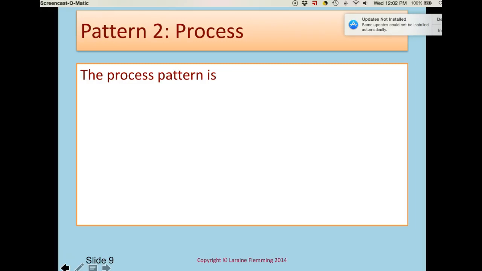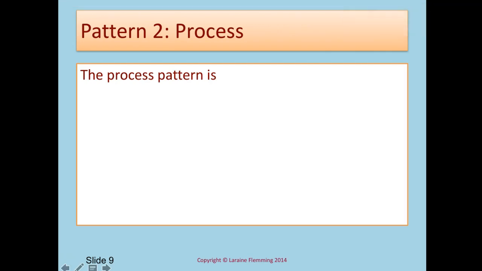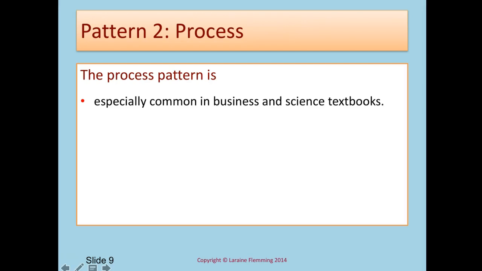The second pattern of 7 is what's called a process pattern. The process pattern is especially common in business and science textbooks. Processes discussed in both of these content areas count on people following steps in the exact order in which they are presented.